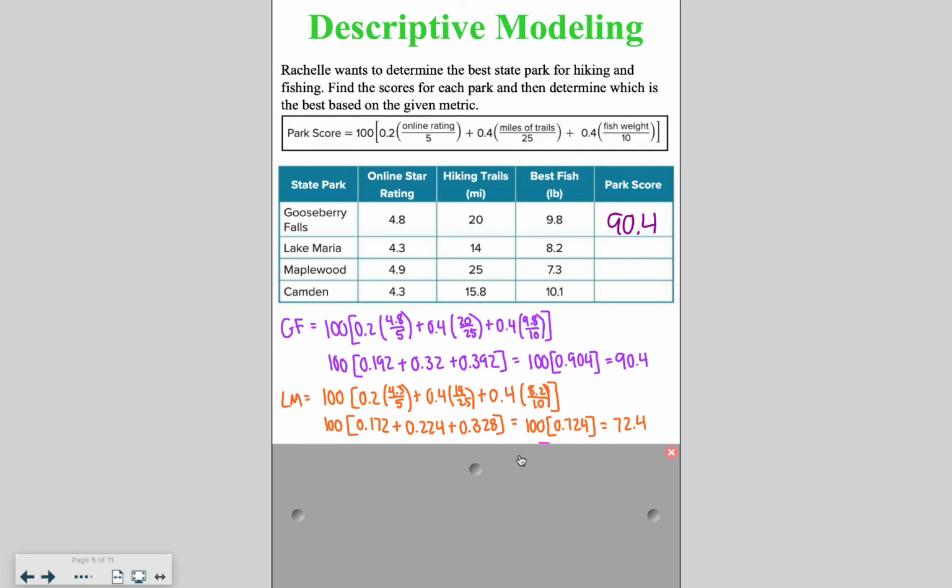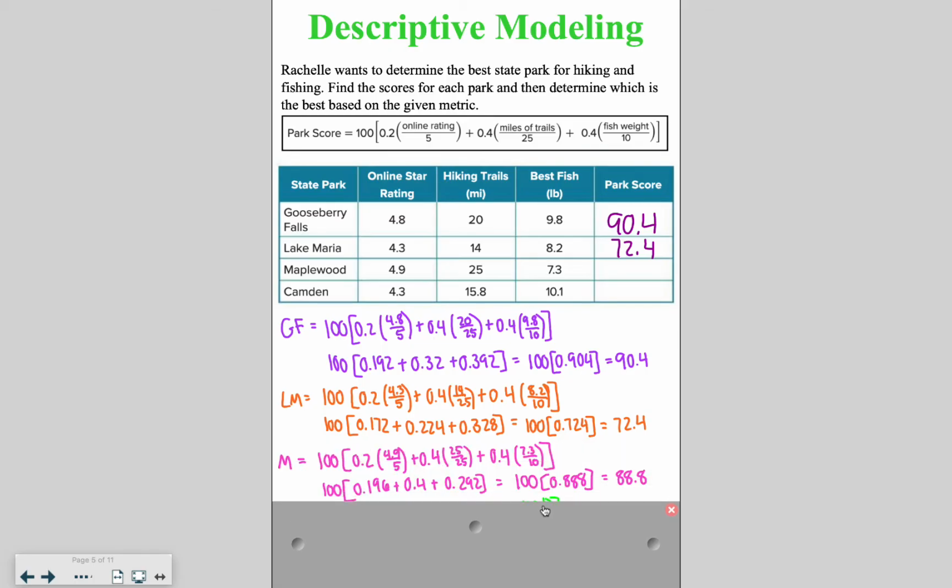As you calculate that score, plug in the values, solve step by step, you're going to get 72.4. Go ahead and calculate the Maplewood score now. Again, plugging in your values and solving, you're going to end up with a score of 88.8. And finally, calculate the Camden score.